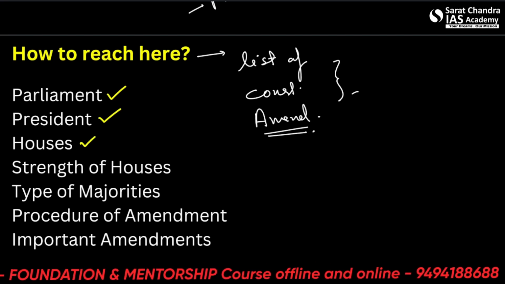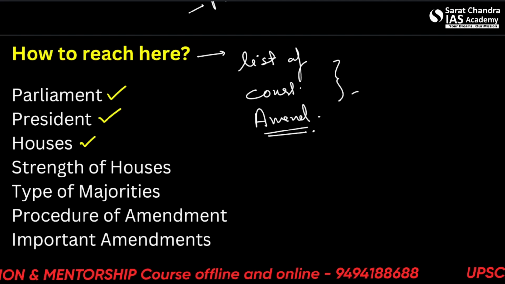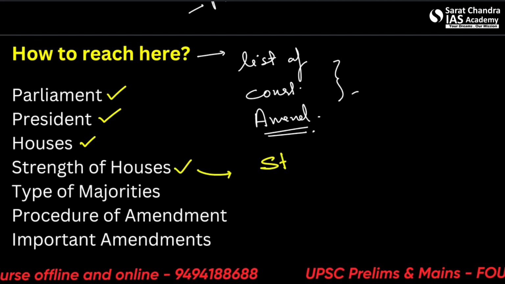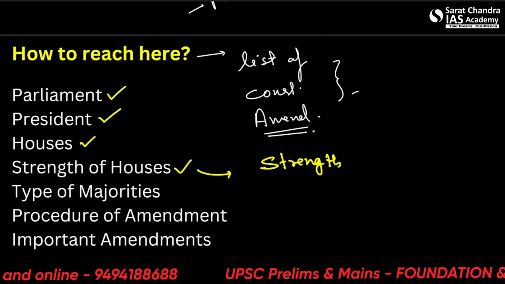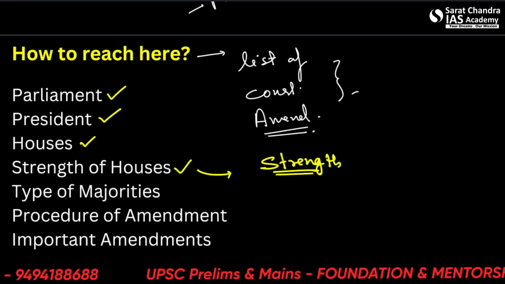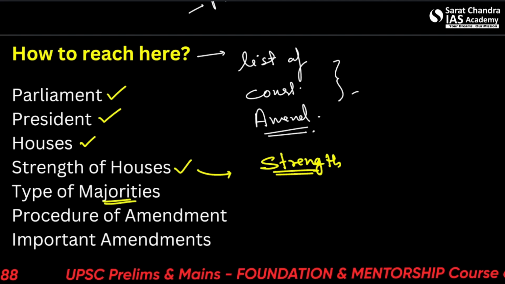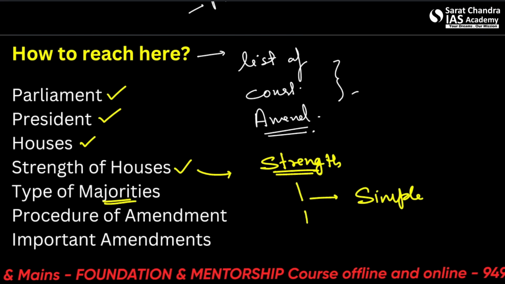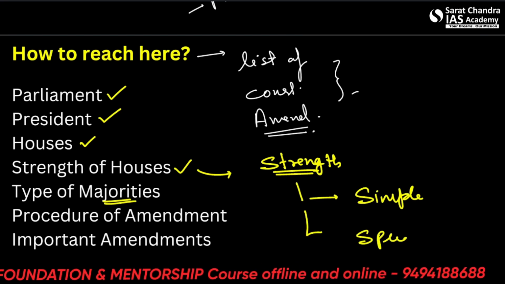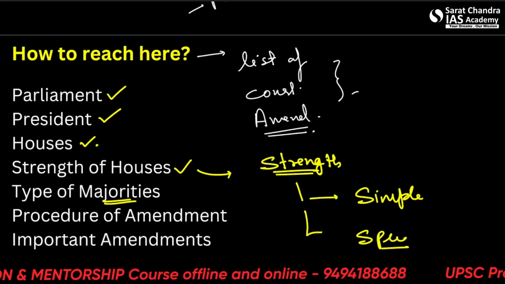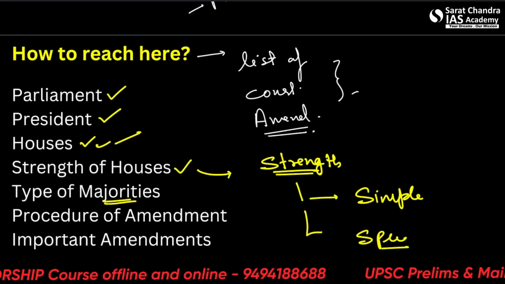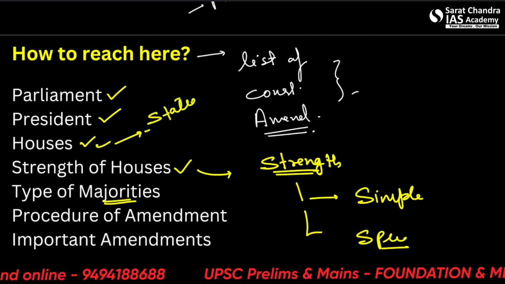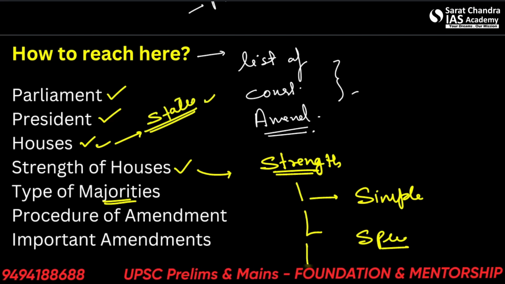Moving on to the houses. What are the houses? What is their strength? And what is meant by strength? Because strength eventually deals with the majorities, whether it is a simple majority or a special majority. We'll also see why the agreement of the states is necessary for some of the amendments.